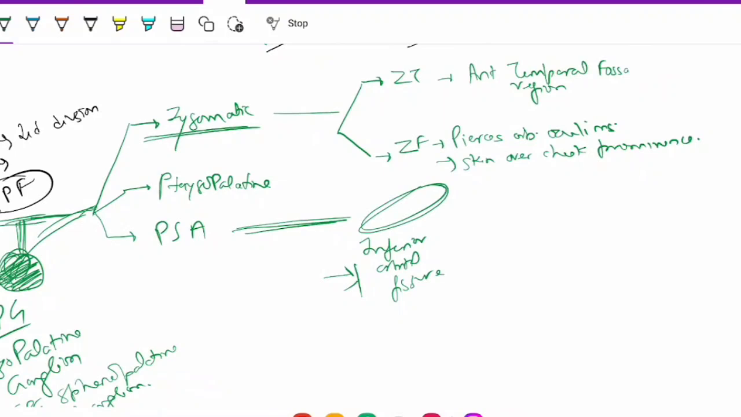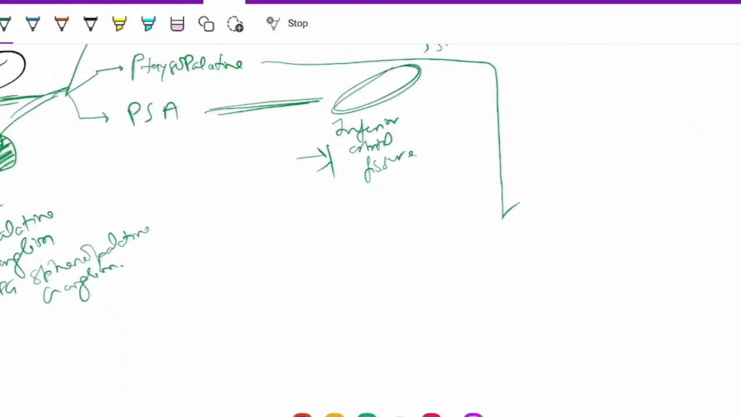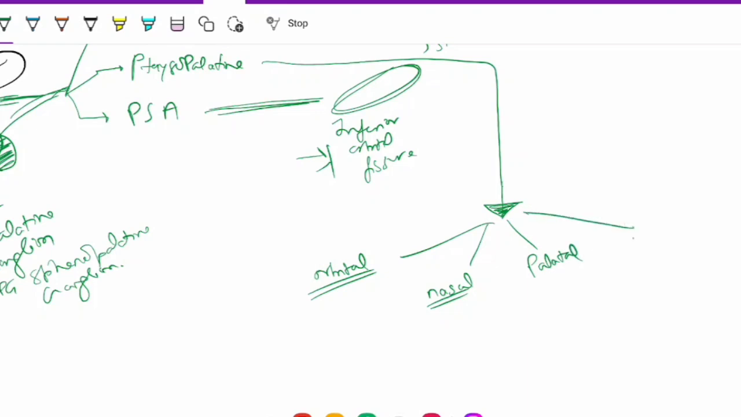Now pterygopalatine we'll see. Now pterygopalatine itself is one of the ganglionic branches of your maxillary division, but we're going to study about it. It gives off four branches: orbital, nasal, palatal, and pharyngeal.